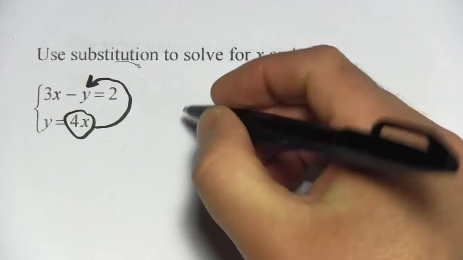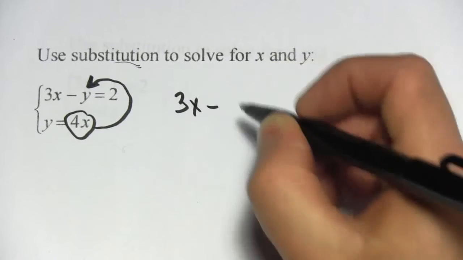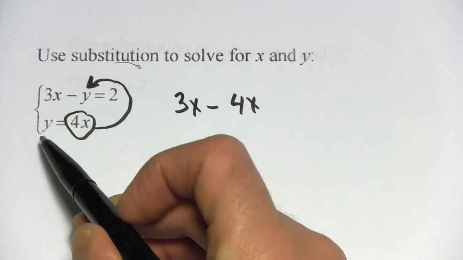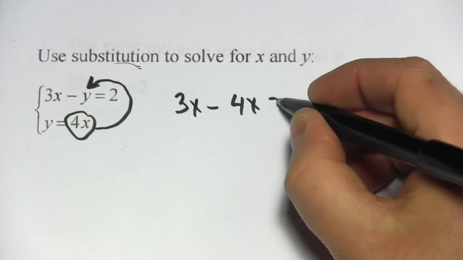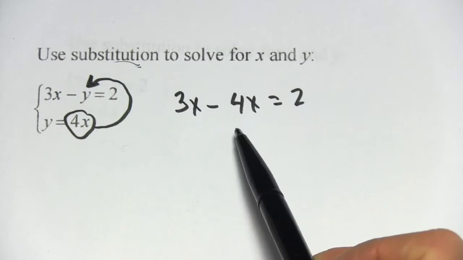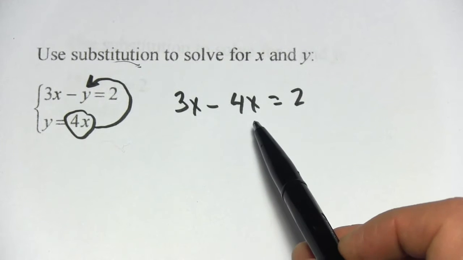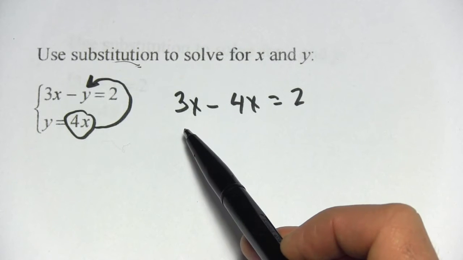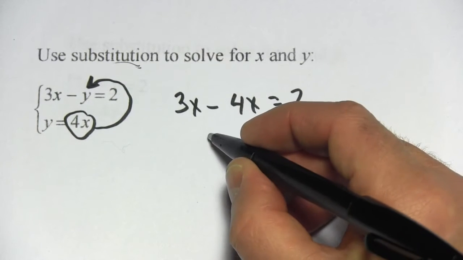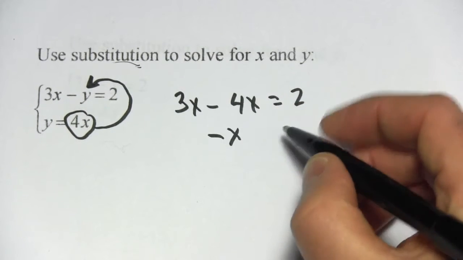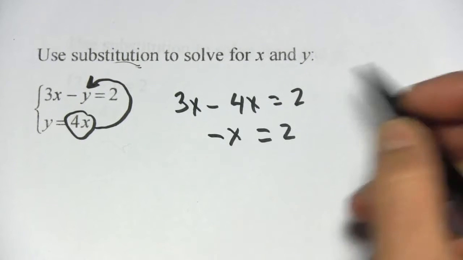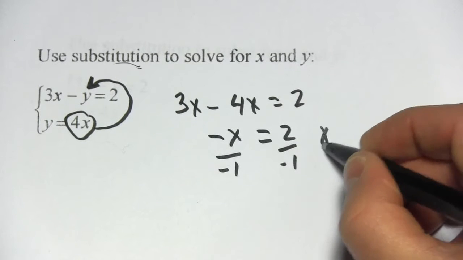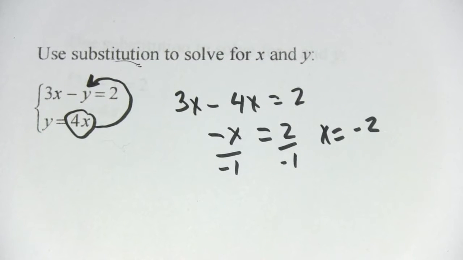So let me rewrite this first equation, 3x, and then instead of minus y, it'll be minus 4x, because that is y. And then we have our equals 2. So that's just that first equation with the 4x substituted in for y. Now we can just combine the like terms here. 3x minus 4x, that would be a negative 1x, and that equals 2. And if a negative x equals 2, well, we can solve this by dividing by negative 1. We would get x equals negative 2.